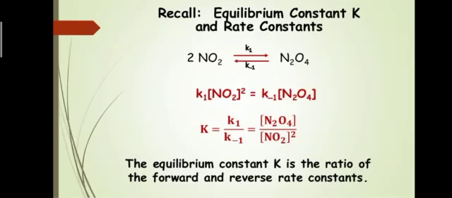Equilibrium constant is the ratio of the product of concentration of the products to the product of concentration of the reactants at equilibrium state. For example, we have a reaction A plus B will give us C plus D. Here C and D are the products. So the product of concentration of the products, that is C and D, to the product of concentration of the reactants. Reactants are A and B. So the product of A and B, that is reactants at equilibrium state.